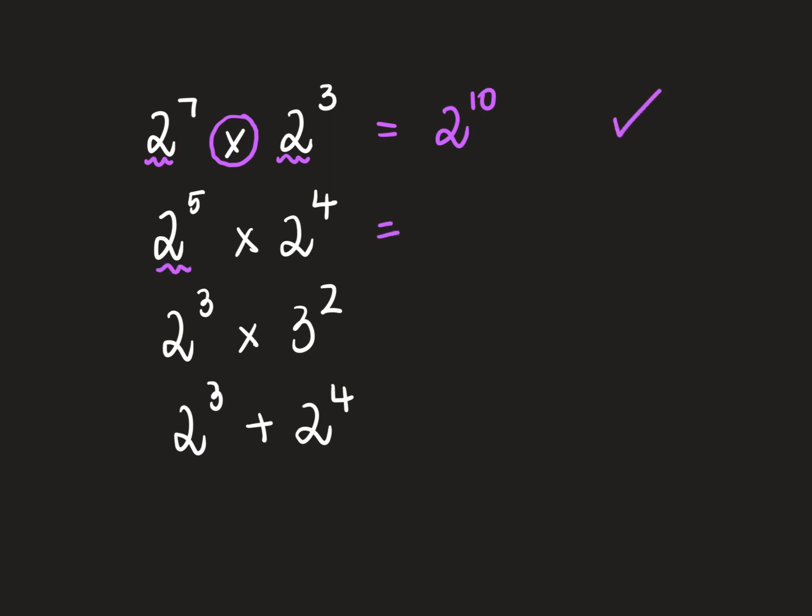Are the bases the same? Yes, they are. Am I multiplying the terms? Yes, I am. So I can use the index law. That gives me 2 to the power of 5 plus 4, which is 9. That one works. What about the next one?